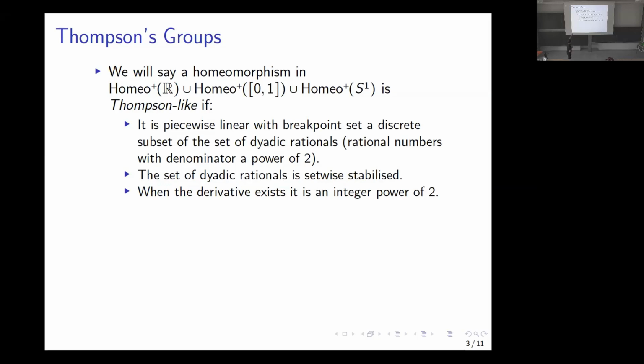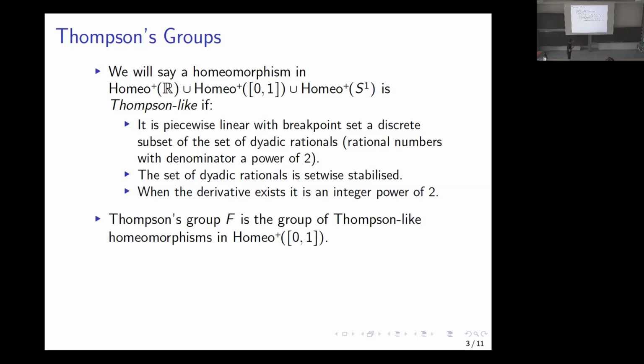To be Thompson-like, your homeomorphism is piecewise linear, with the breakpoint set being discrete, so it's going to be finite if you're on the circle or the interval, but it could be infinite for the real line. The breakpoints have to lie in the dyadic rationals. The dyadic rationals are setwise stabilized. There are no irrational rotations of the circle, they're not allowed. And all the slopes are powers of 2. So F is just the Thompson-like homeomorphisms of the interval, orientation preserving still. Most things are orientation preserving.